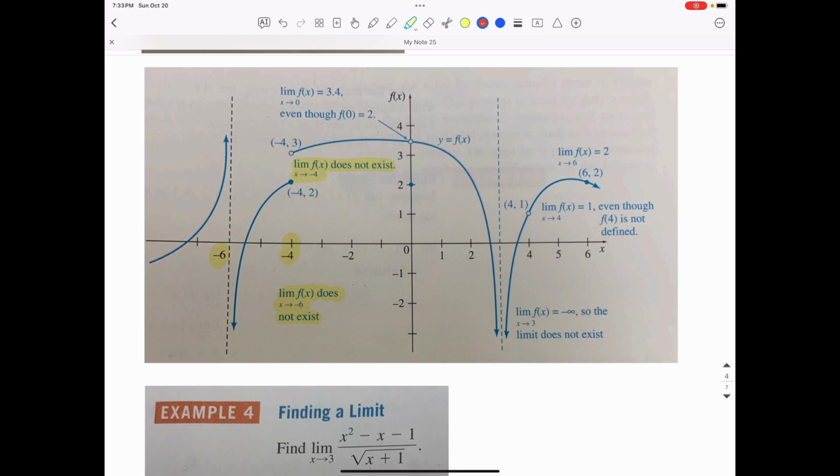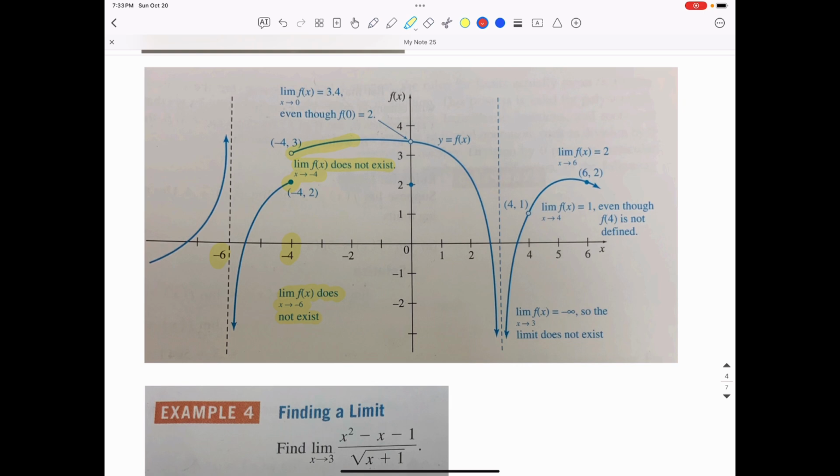Actually, f of -4 is defined at this point. It's defined to be approximately 2. However, from the right side it doesn't approach 2, it's actually approaching a number that's higher than 2. It's actually approaching 3. Even though f of -4 does equal 2, the limit as x approaches -4 doesn't exist because it is approaching different numbers from both sides.